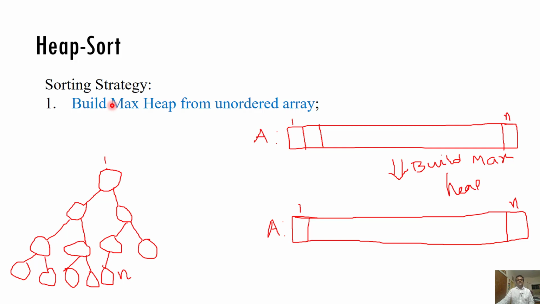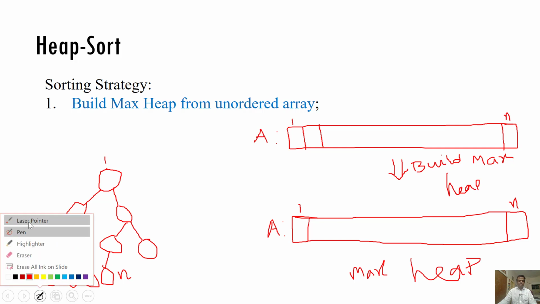What is the strategy for heap sort? We first make this array a max heap array. So, we call build max heap on this array, and then it will become a max heap array. Max heap means every element is greater than its children. So, that means the root contains the largest value of the key.